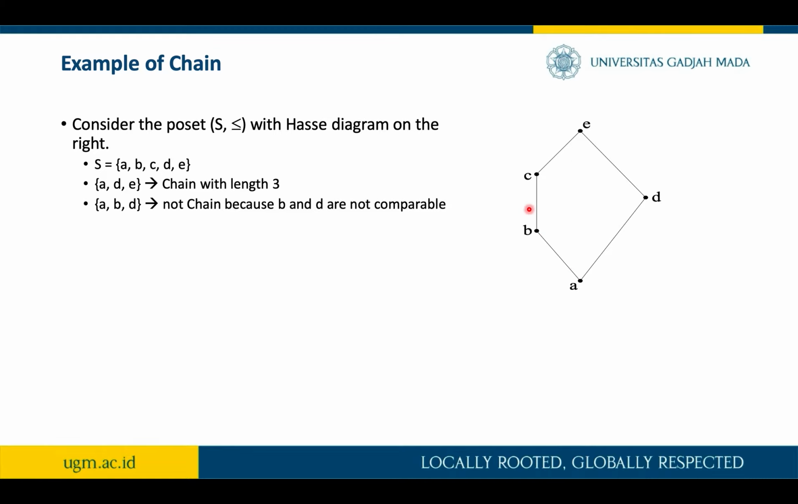But ABD is not a chain, because we cannot compare B and D. B and D are not comparable. So ABD here is not a chain.